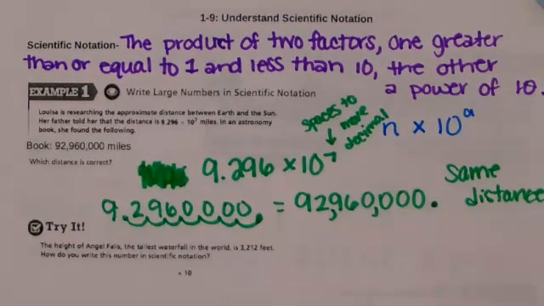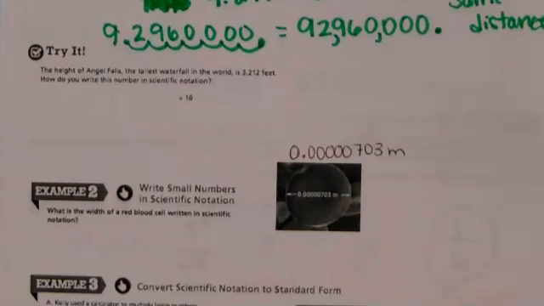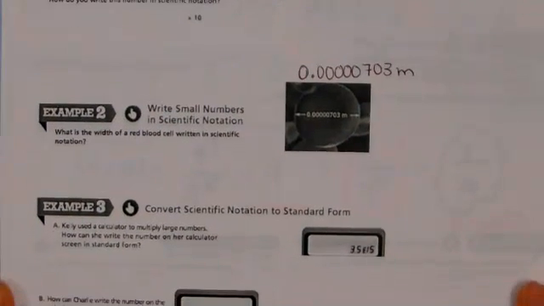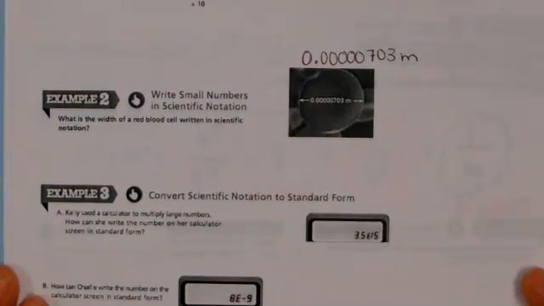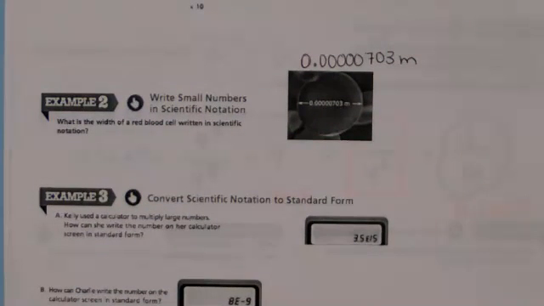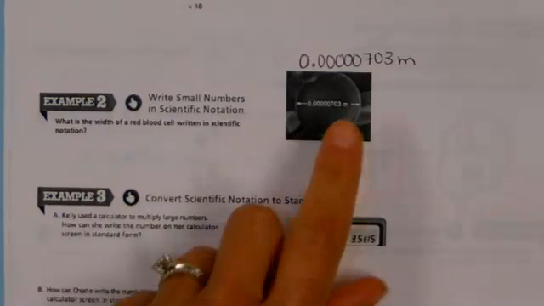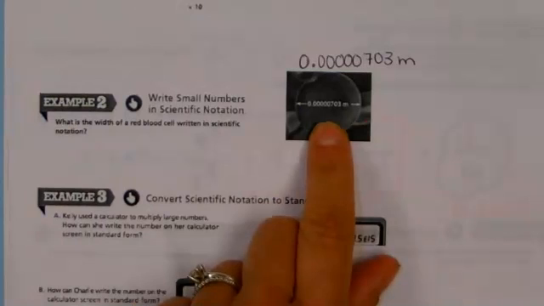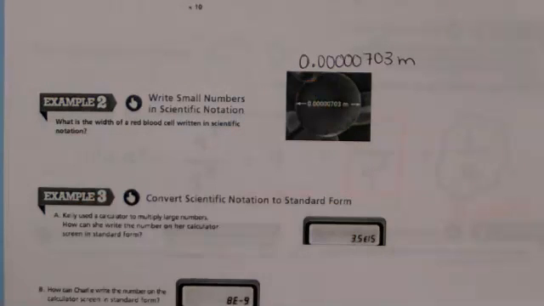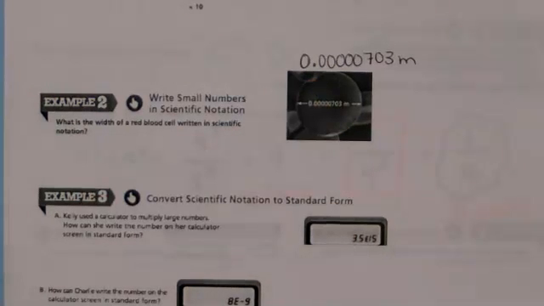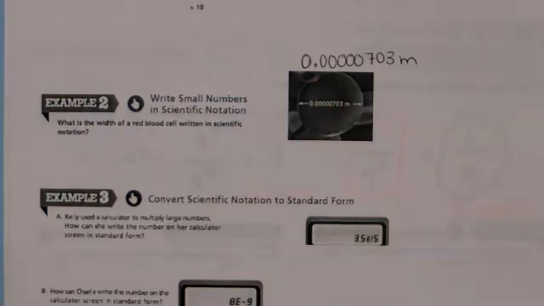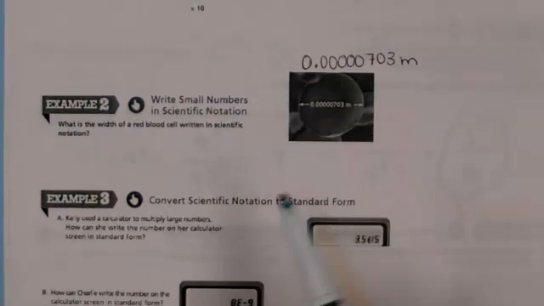So if we slide up here, here's example 2. And I rewrote the number that's on the cell here so that you can see it. But the example says this: what is the width of a red blood cell written in scientific notation? So this picture right here is of a red blood cell, and it says it's 0.0000703 meters in diameter. So what we want to do is we want to write this guy in scientific notation.